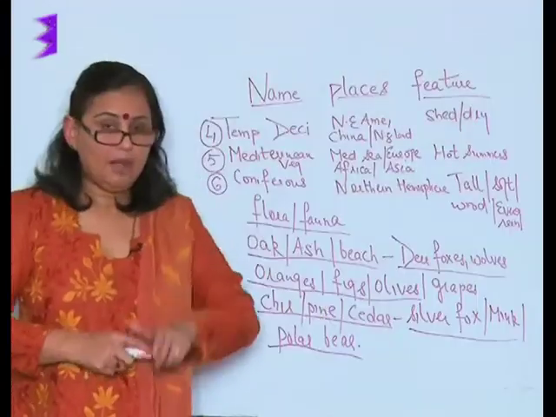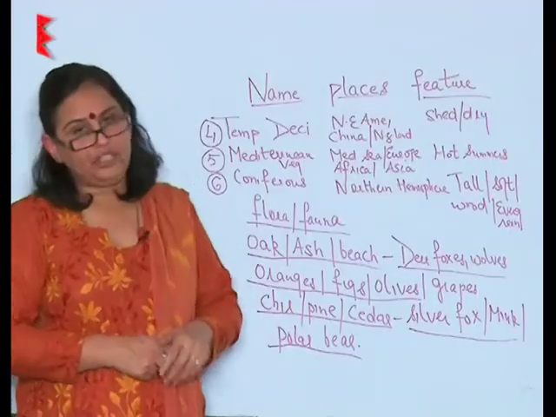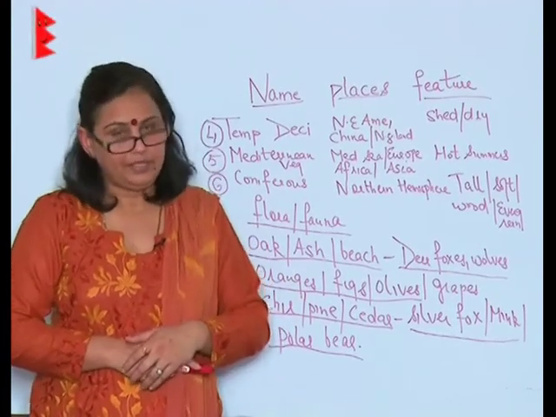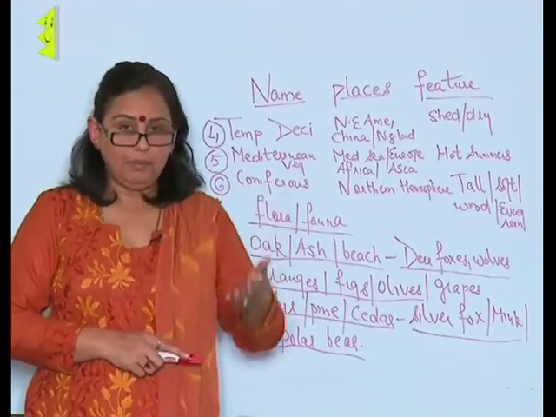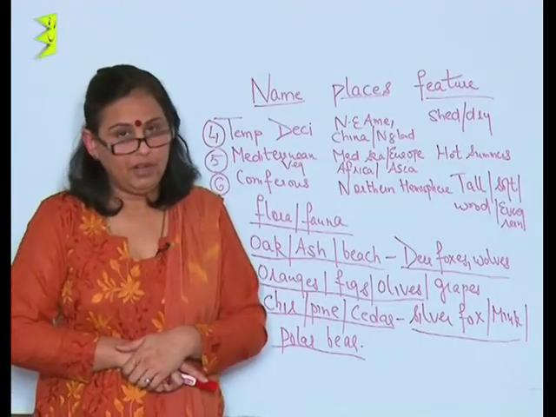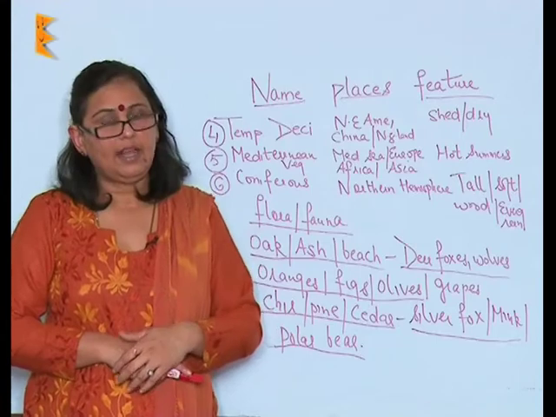So this was about the first kind of vegetation that is seen in the world called forests. Now I shall be moving to the second kind of vegetation found in the world called as grasslands.